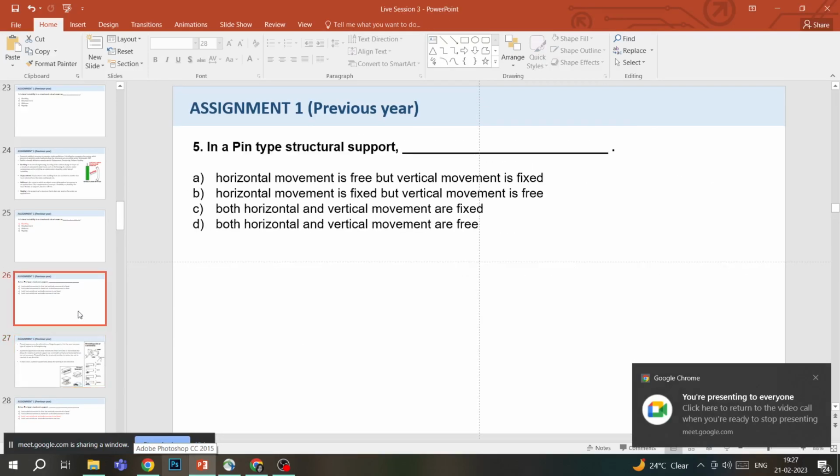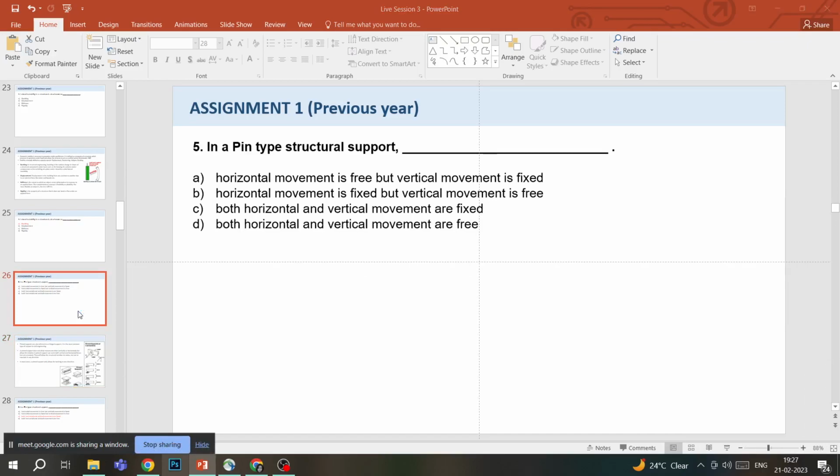The question was asking that in a pin type structural support, horizontal movement is free and vertical movement is fixed. No, that's not the case because horizontal movement is not free in pin support. And then the second point is asking that horizontal movement is fixed but vertical movement is free. That is not the case in any of the pin support. Vertical movement is not free in any kind of supports, be it rolled, be it pin type, be it fixed. Then both horizontal and vertical movement are fixed. Yes, it cannot move horizontally, it cannot move vertically, it can only rotate, pin type. So the option is C.